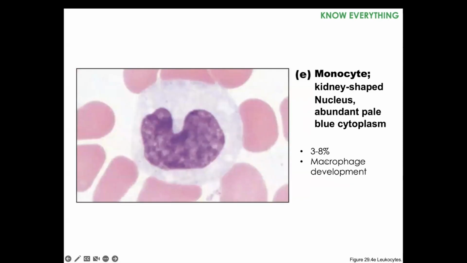And lastly, we have our monocyte. Monocytes have a horseshoe-shaped nucleus and make up about 3 to 8% of our white blood cells. Monocytes will develop into macrophages that will eat infectious pathogens.